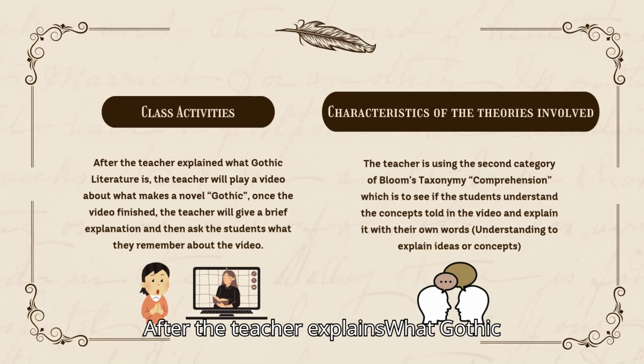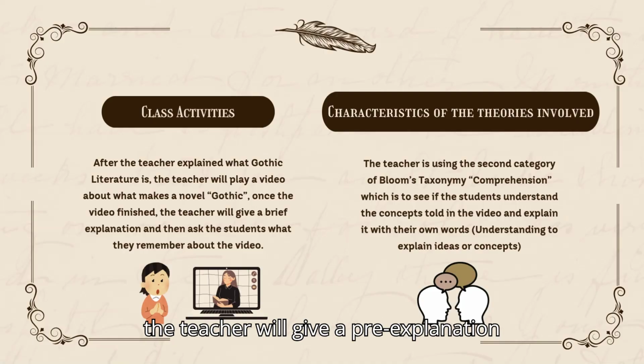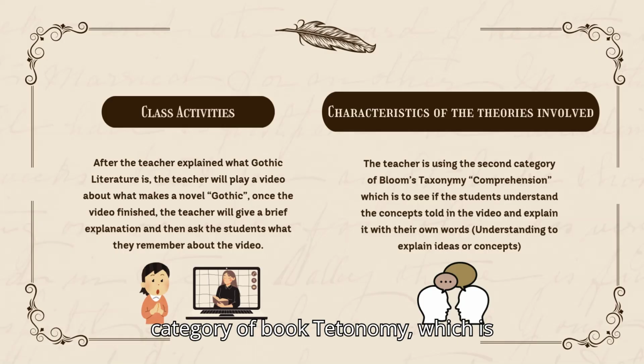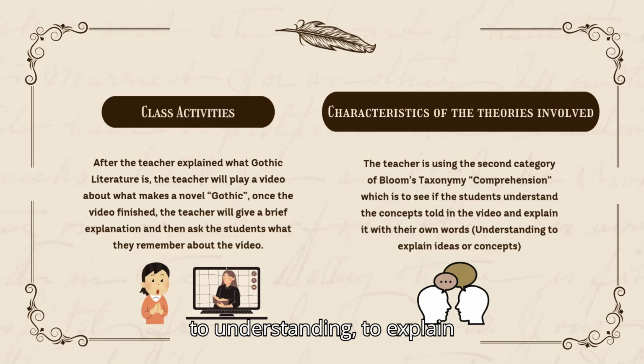After the teacher explains what Gothic literature is, the teacher will play a video about what makes a novel Gothic. Once the video is finished, the teacher will give a brief explanation and then ask the students what they remember about the video. Here, the teacher is using the second category of Bloom's taxonomy, which is comprehension, which is to see if the students understand the concepts told in the video and explain it with their own words, which is understanding, to explain ideas or concepts.